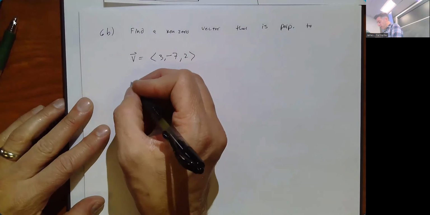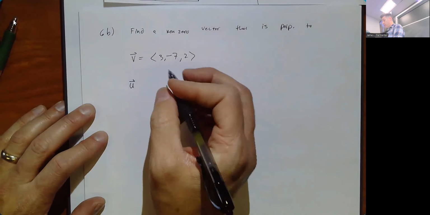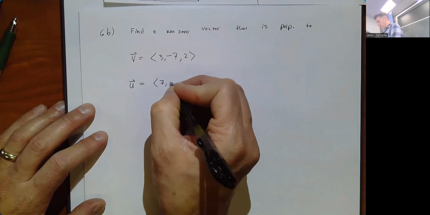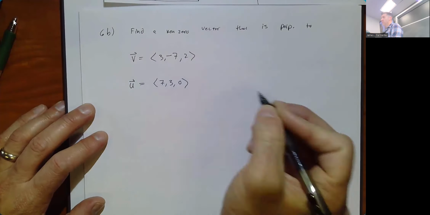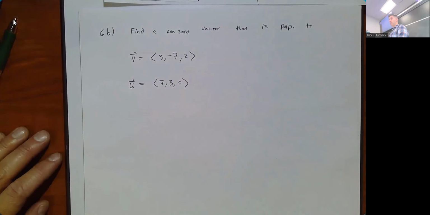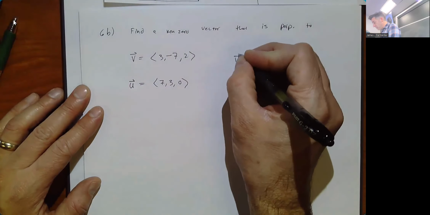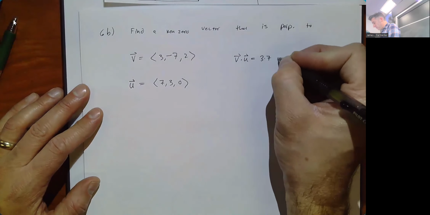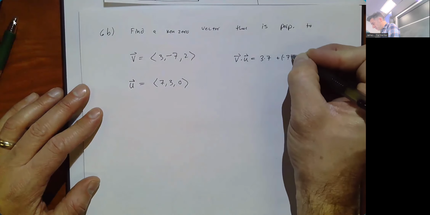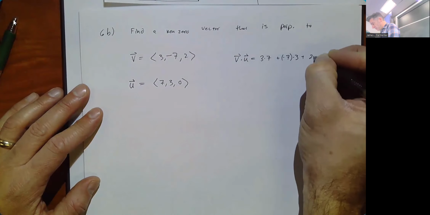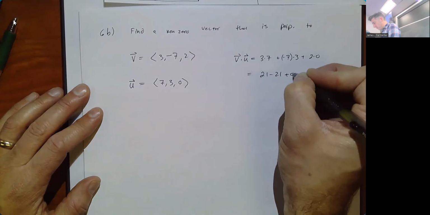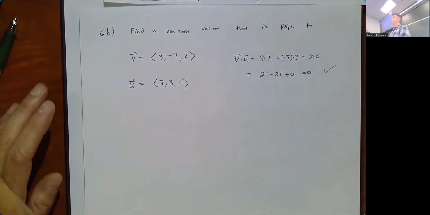Like I could pick, without doing any sort of work, I could say u equal to 7, 3, 0. That's going to totally work because v dotted with u is equal to 3 times 7 plus negative 7 times 3 plus 2 times 0. And that's going to be 21 minus 21 plus 0, which is 0. That checks out.